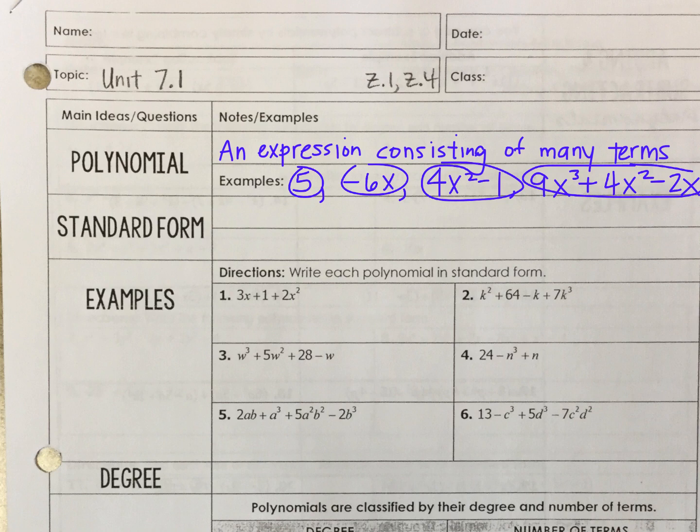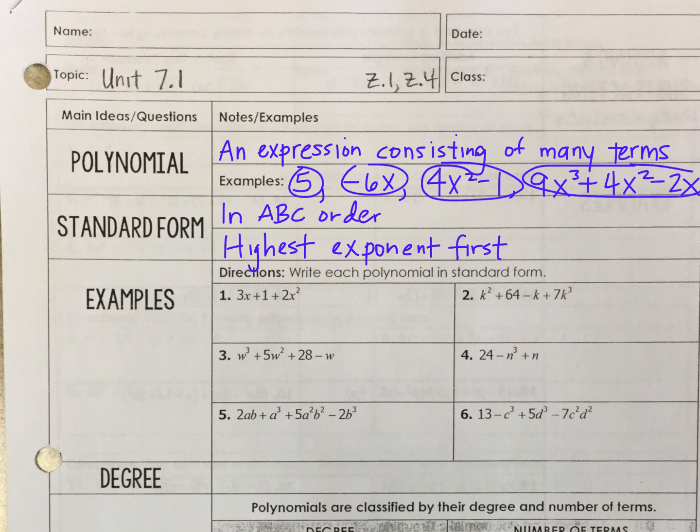When we write a polynomial, we like to write it in standard form. That means when you have variables x, y, z, a, b, they're written in ABC order, and you also write the highest exponent first. So we're going to do some practice to show you how.